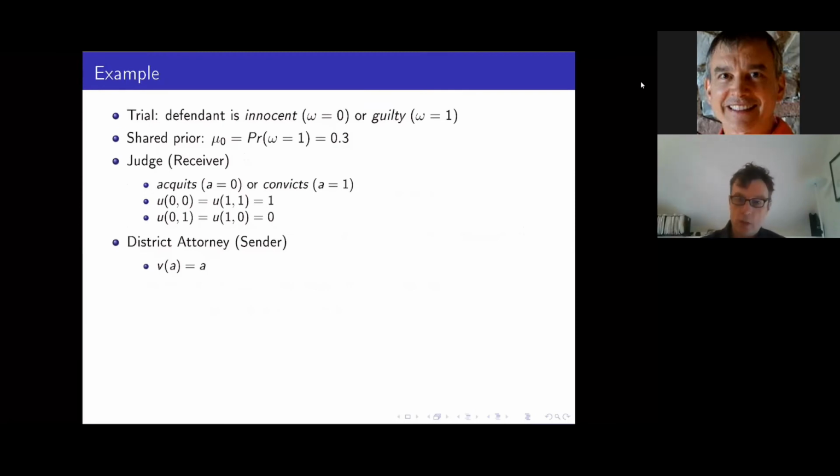How are we going to make life more interesting and richer? Well, we're going to think about the setting where the sender can in fact commit to an information policy. That is, he can commit to a messaging policy that says, as a function of the true state, here is a signal that I will send you, or here is a probability distribution over signals that I will send you.